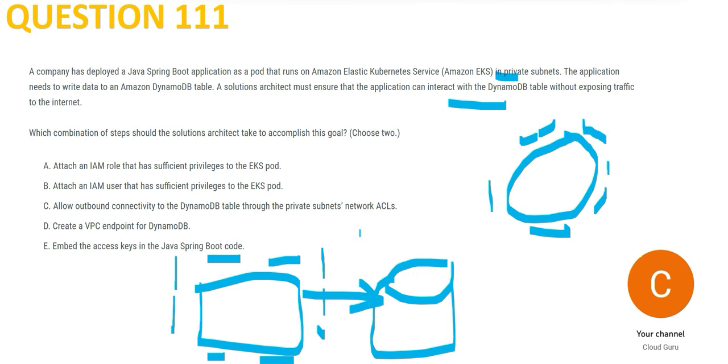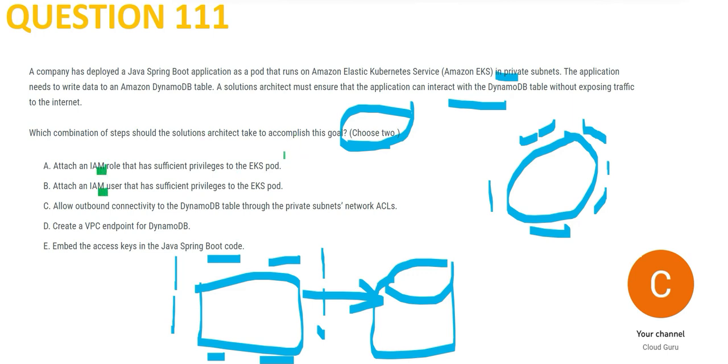So you have to choose two steps. Choose two answers. Which two answers will you choose? A says that I will attach an IAM role that has sufficient privileges to the EKS pod. See, first thing is you will need access. So I see two options which are talking about access. One is saying I will attach a role, the other is saying I will attach a user.